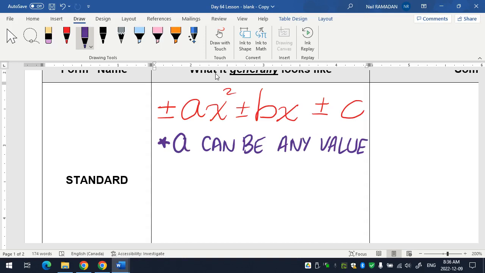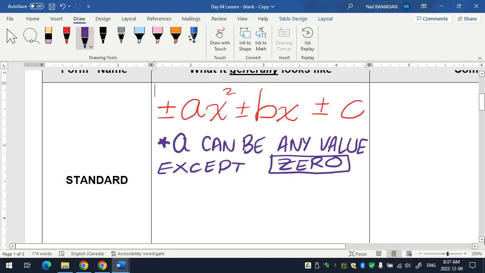I'm putting plus minus to indicate that A or B or C can be plus or minus, and any value, as long as it's not zero for the A only. I always like to use plus minus to give you the implication that A or B or C could be legit any number. However, A has an extra condition. It can be any value except zero. You cannot put zero at the beginning. I'm going to show you why.